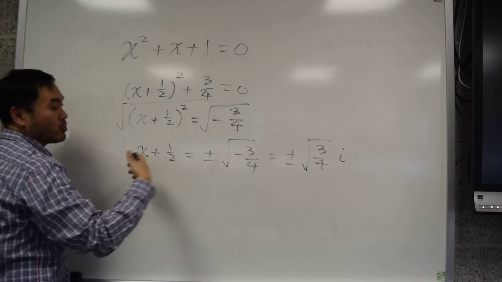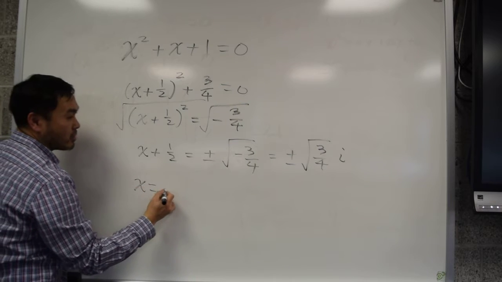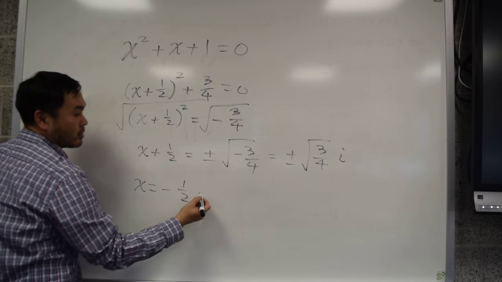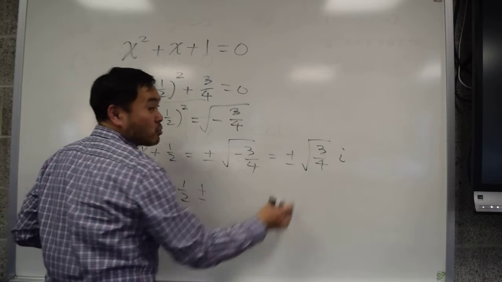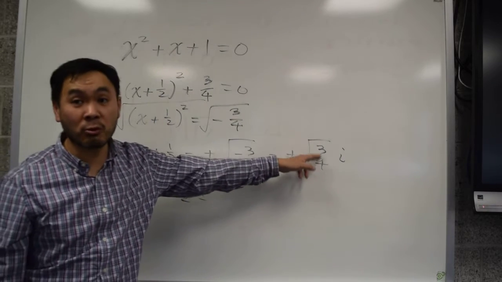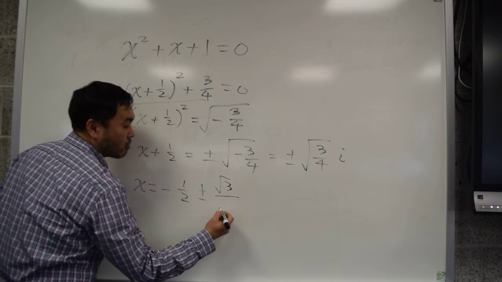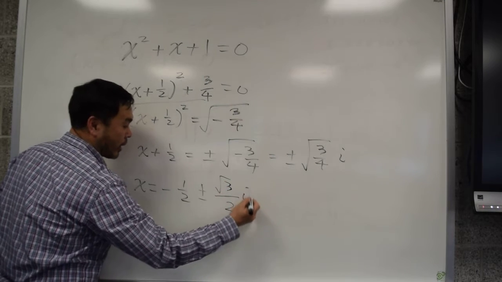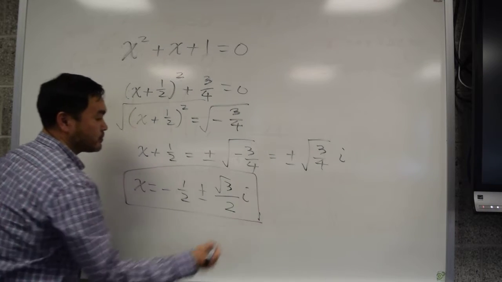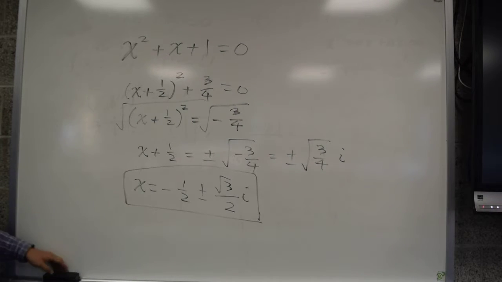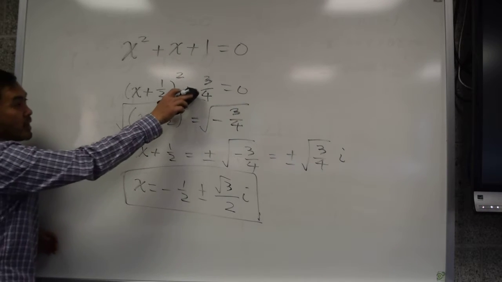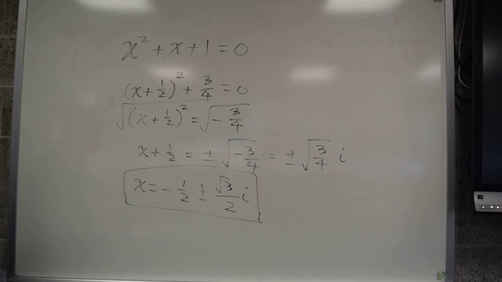And then 1/2 goes to the other side, so you get x equals -1/2 plus minus. If you have a square root of a fraction, you can take the square root of the top and bottom separately. So you have square root of 3 over square root of 4, which is 2, times i, and that's the final answer. Okay. Now, if this step is challenging, let me show you a second method.